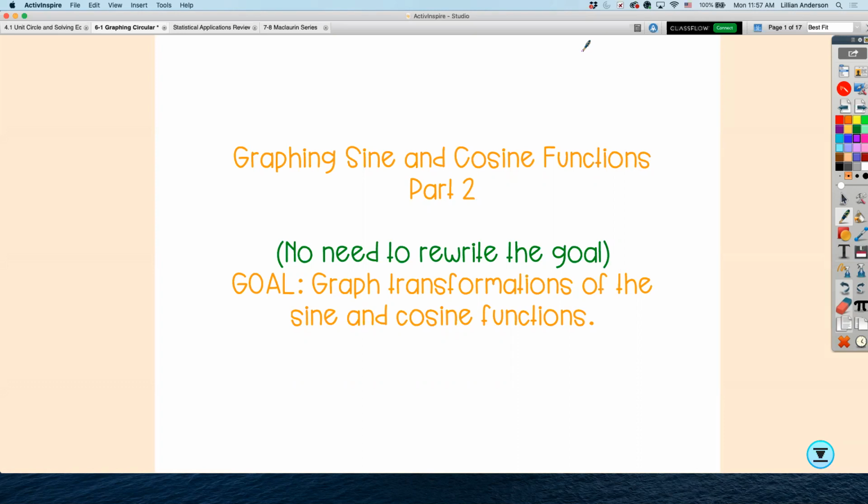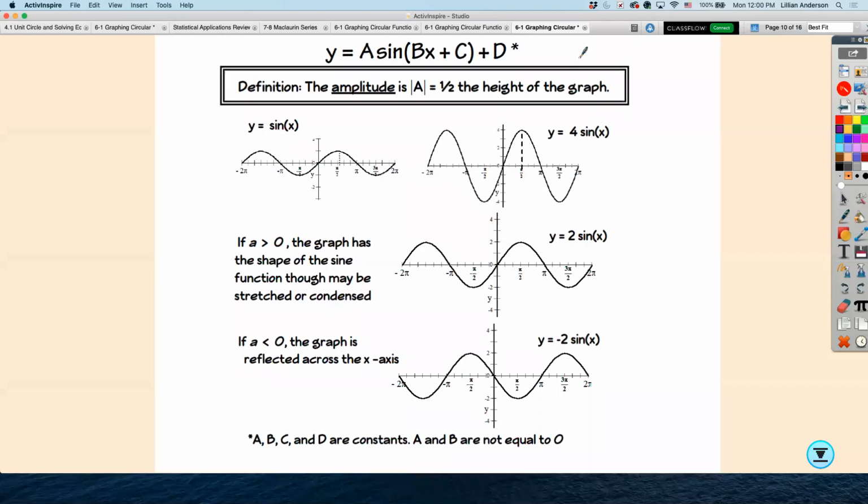In the foldable, when you first open it up, it talks about amplitude, okay? And then when we open it up again, it talks about vertical shift. Those are older concepts that we talked about last week. So real quick, just going over amplitude. Remember that that is the value of A, okay?